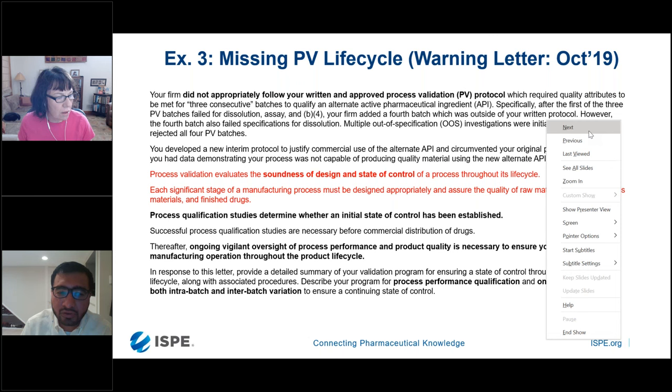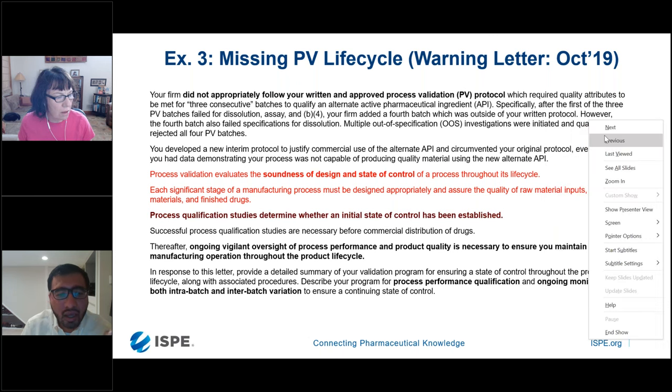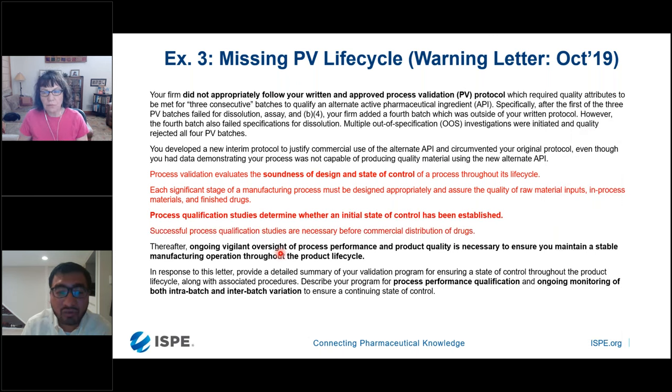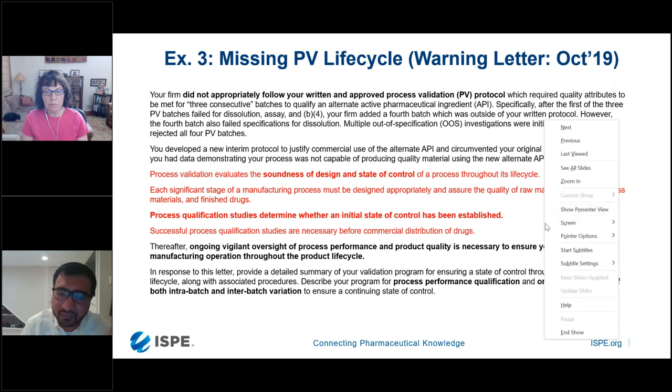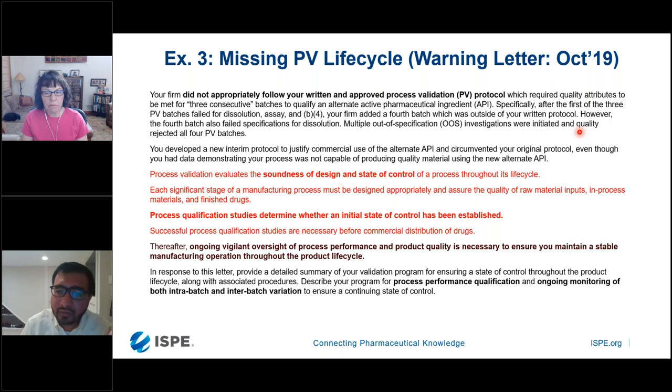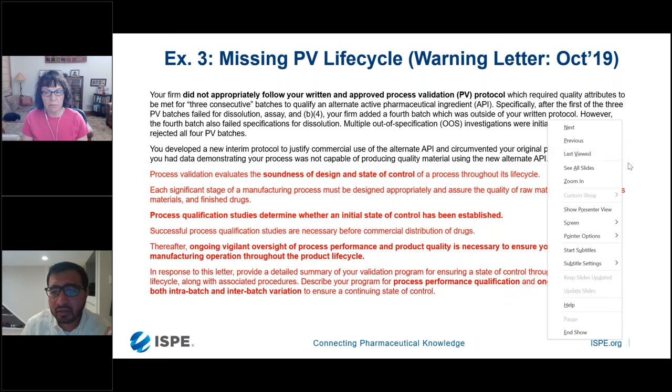And then finally, they go on to talk about ongoing oversight of process performance and product quality, which is necessary for our product life cycle. So those are some of the observations. I'll go through the fourth one, but it's similar.